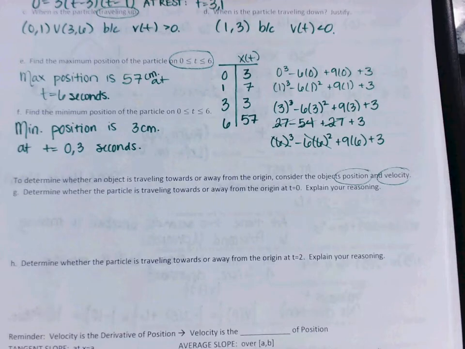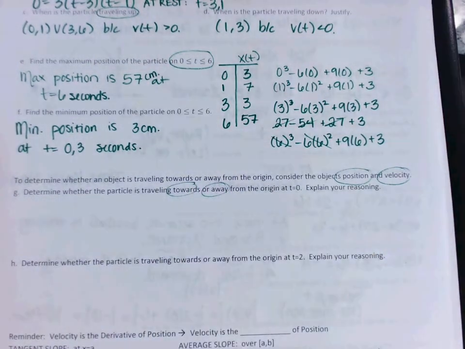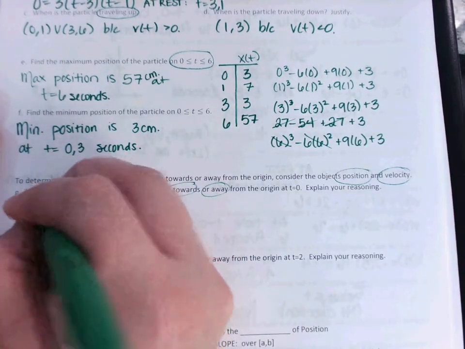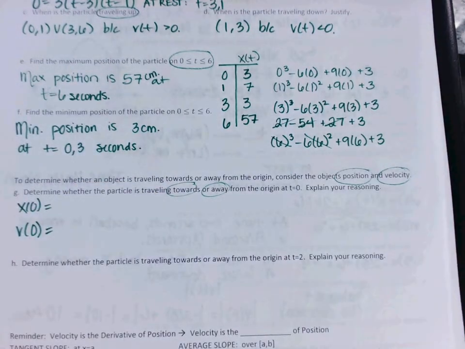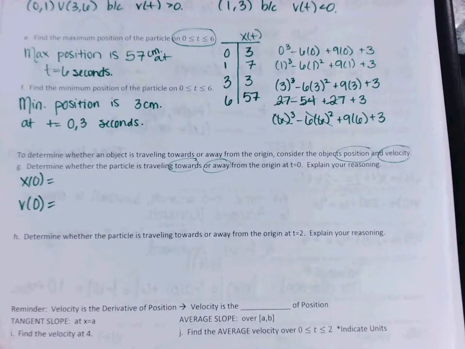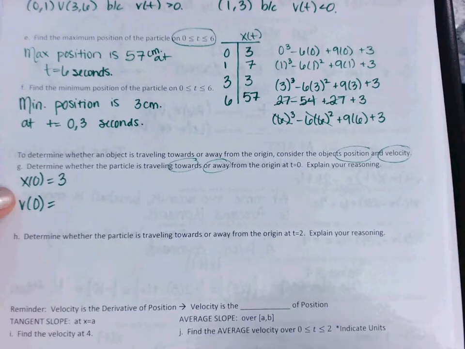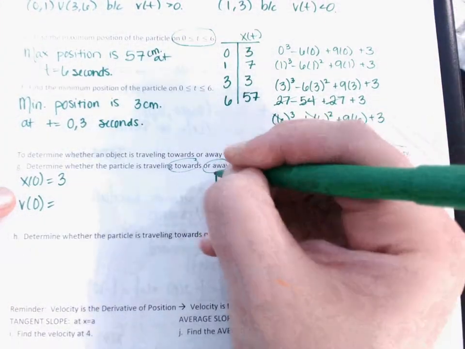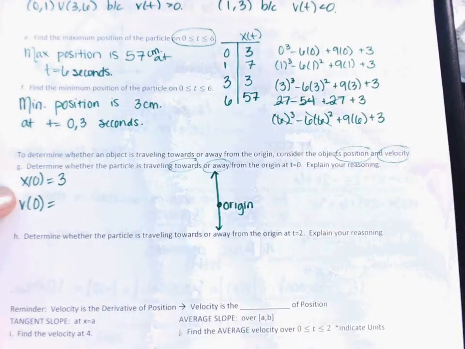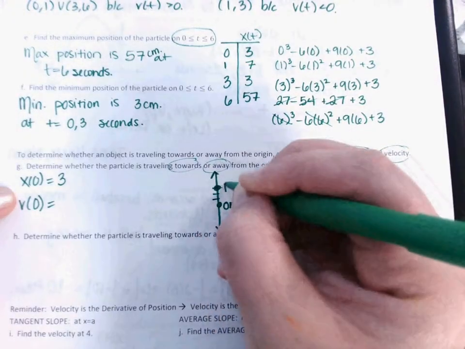So it says, determine whether the particle is traveling towards or away from the origin at 0. I'm going to find the position at 0 and the velocity at 0. Now, position's already in my chart. What's the position at 0? 3. Okay, what does that tell me? Remember, I'm on the y-axis here. Here's the y-axis. Let's say here's the origin. If I'm at 3, that means I'm 3 units above the origin. So here's my particle.